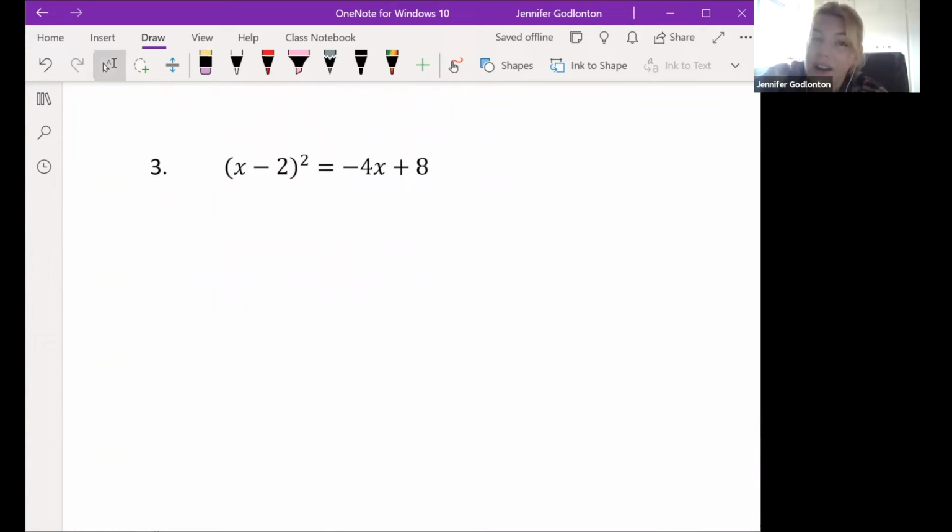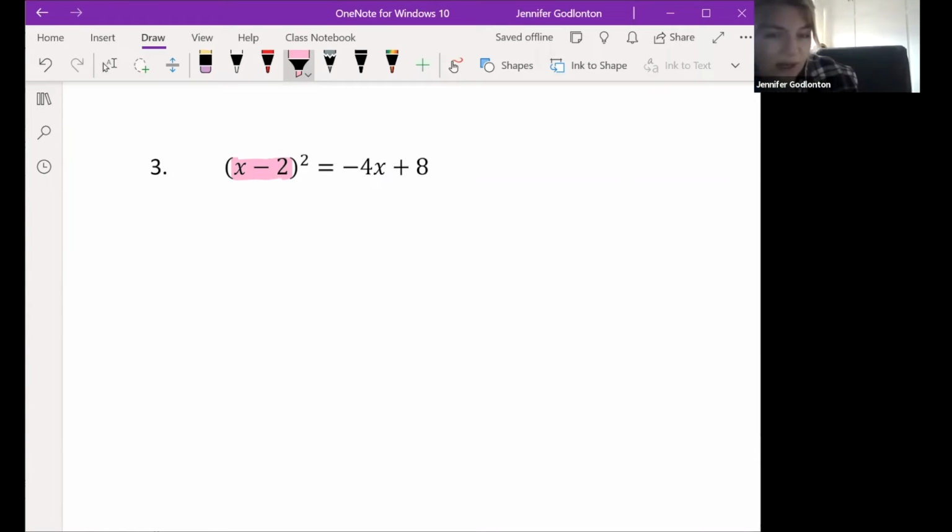Okay, so now this one's a bit nasty. You're going to have to do some simplifying before you do anything else. So if you have a look over here, this whole bracket is being squared. So I want you to think about what we need to do in that situation. When we have a bracket that's being squared, what is our first step? What do we want to do?